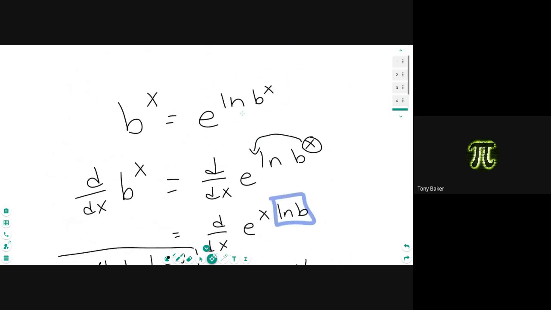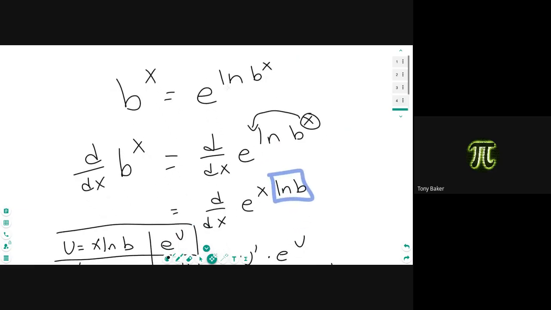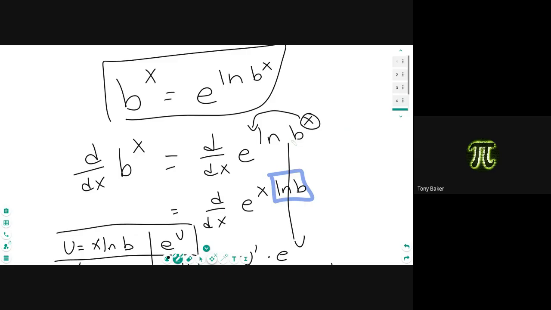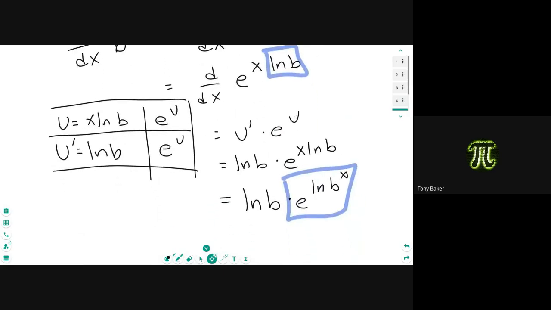This and the b to the x are the same, right? That little box you got highlighted, those are the same thing, correct? Because that's what I started with at the very beginning. That blue box right there is the same thing as at the beginning, right? So this is really ln of b times b to the x, because those two are equal to each other.